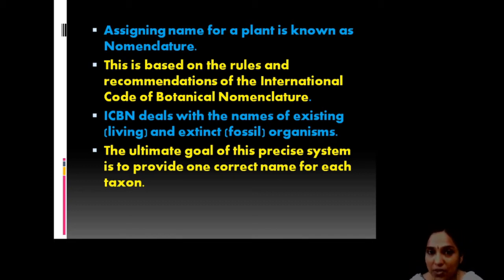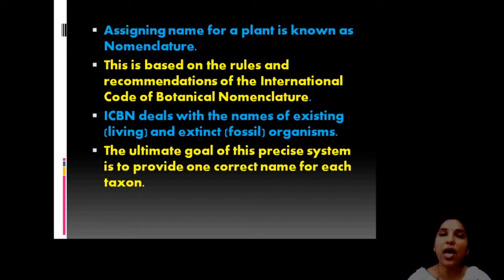In short, it is known by ICBN. It deals with names of extinct as well as living plants. Fossil members are also named by this rule, and living members are also named by this rule. According to this, there is only one correct name for a particular plant. That is very important, and this nomenclature is based on the International Code of Botanical Nomenclature. So you have to thoroughly know this code.